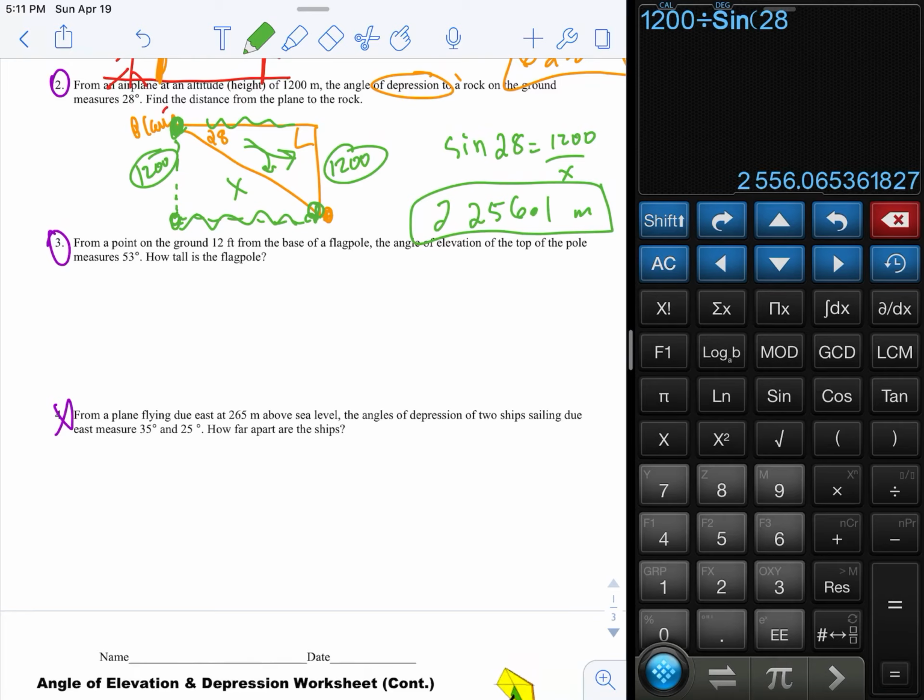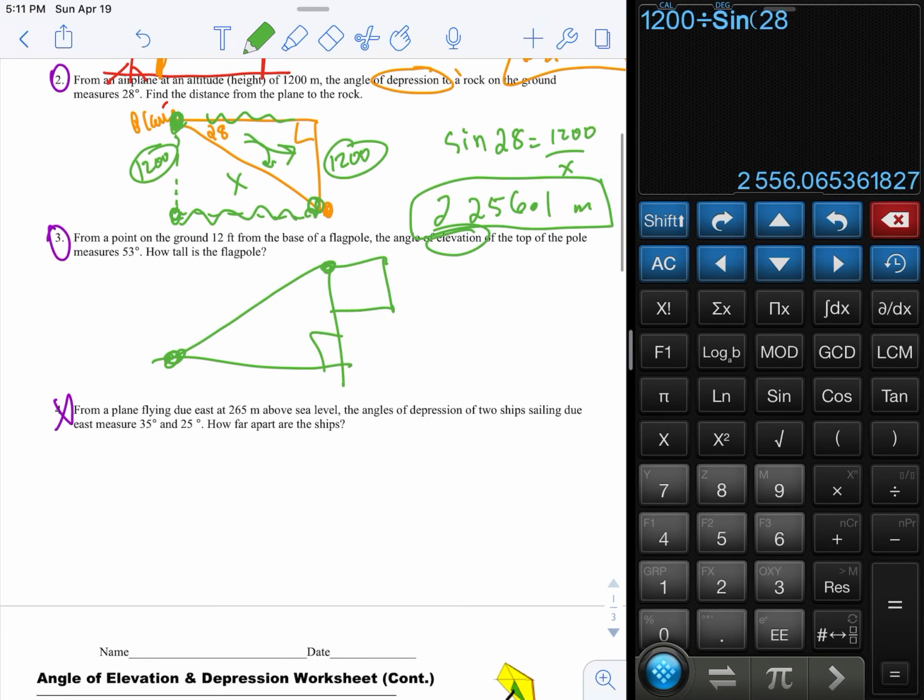All right, but anyway, from a point on the ground 12 feet from the base of a flagpole, the angle of elevation. Okay, all right, so as soon as you see elevation, there you go. That's a terrible picture. All right, here's your flag. So point on the ground to the flagpole. From a point on the ground 12 feet from the base of the flagpole. So here's the flagpole, but here's the top. And here's the base. So base doesn't mean the whole bottom. Base just means the bottom of the flagpole. But 12 feet from the base, so that's 12. And the angle is 53.